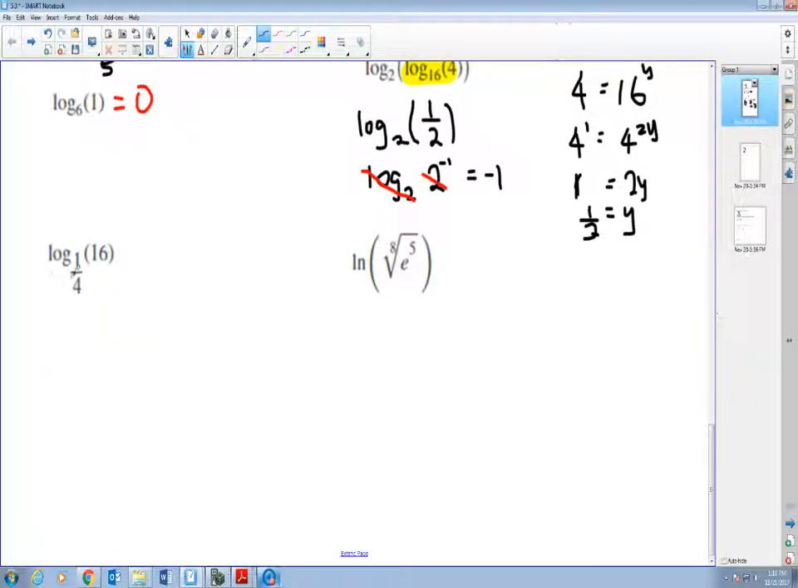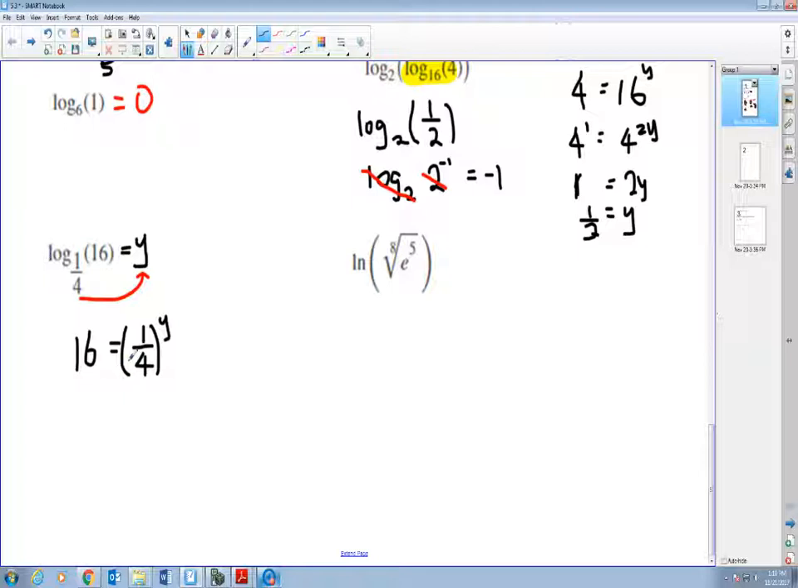Alright, this is log with the base 1/4 of 16. I'm going to set it equal to y. I have no idea what the answer may look like. Alright, I'm going to bring my base to the other side. So I get 16 equal to 1/4 to the y power. I'm going to put a parenthesis on my 1/4.